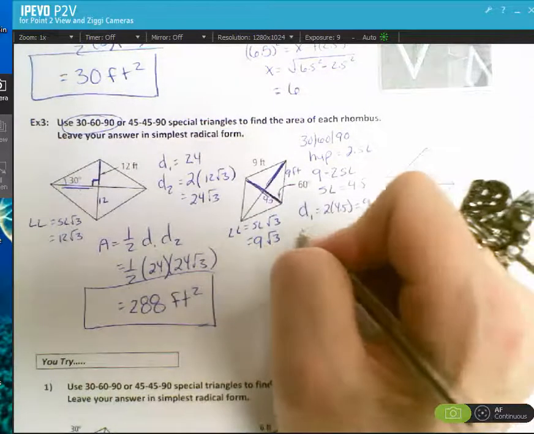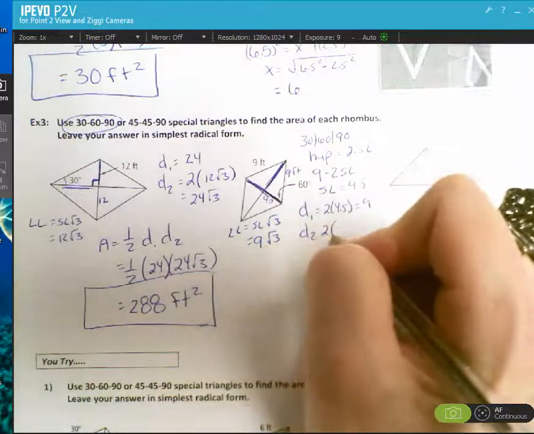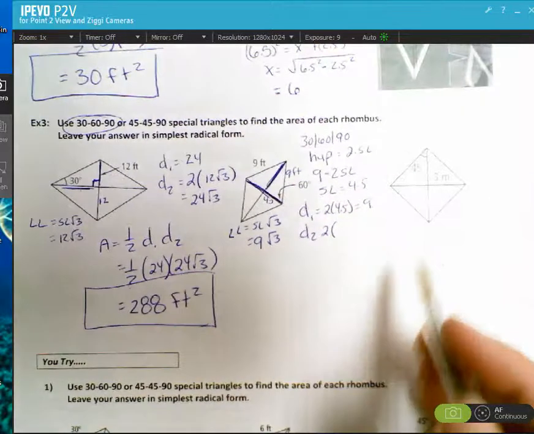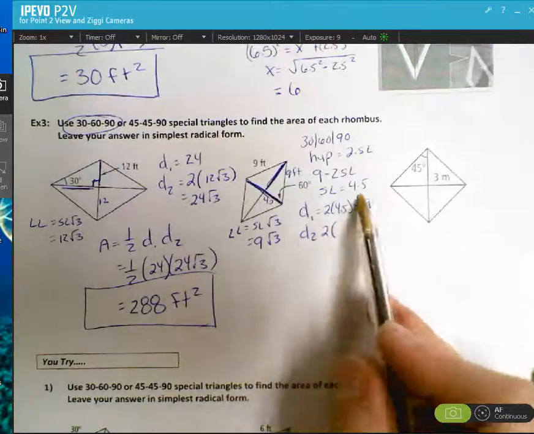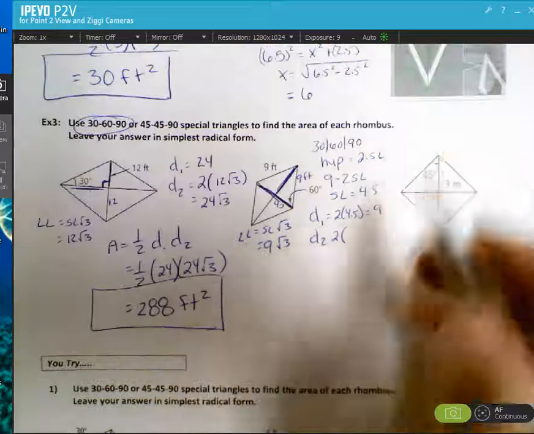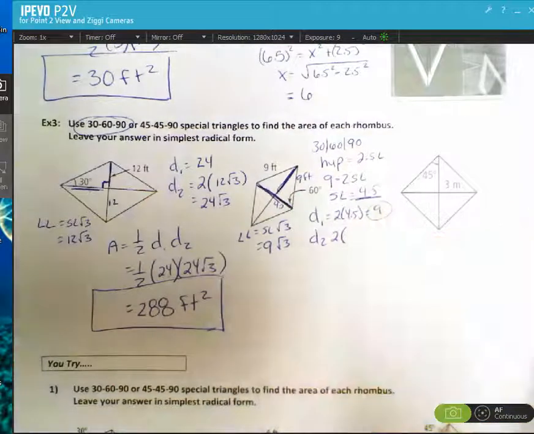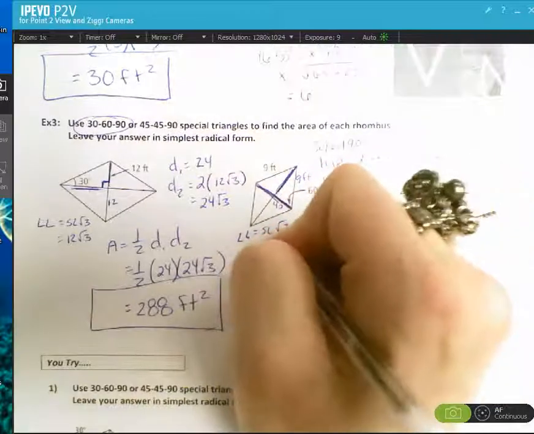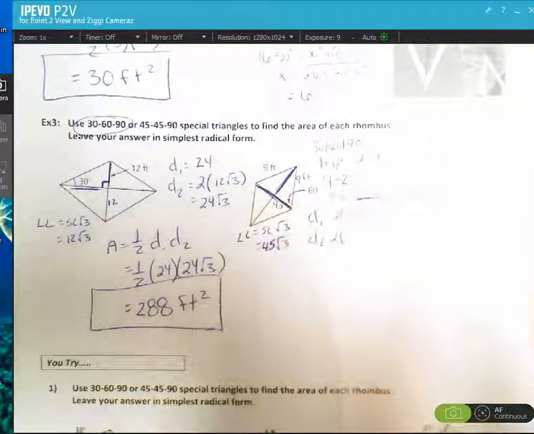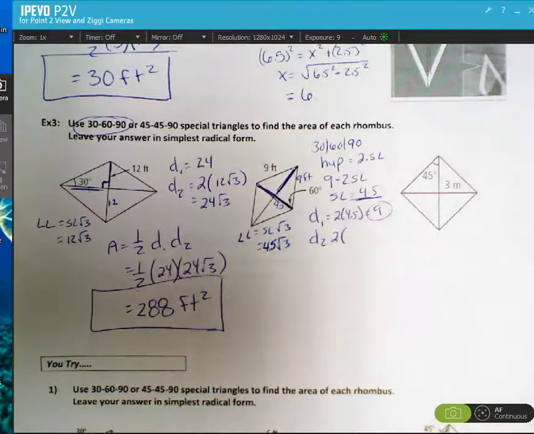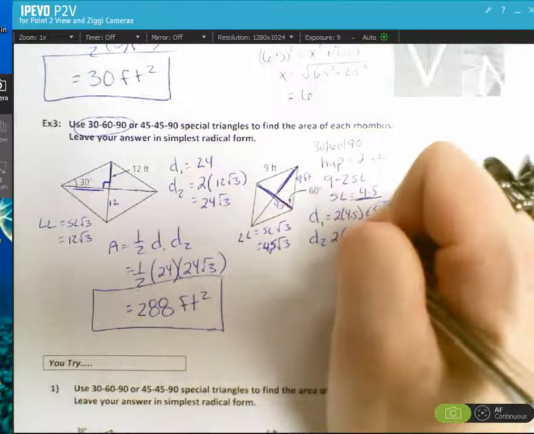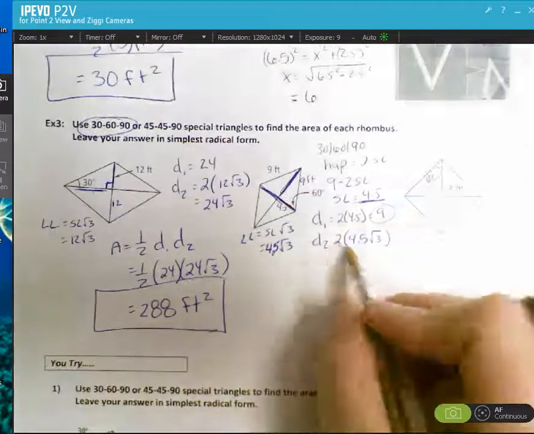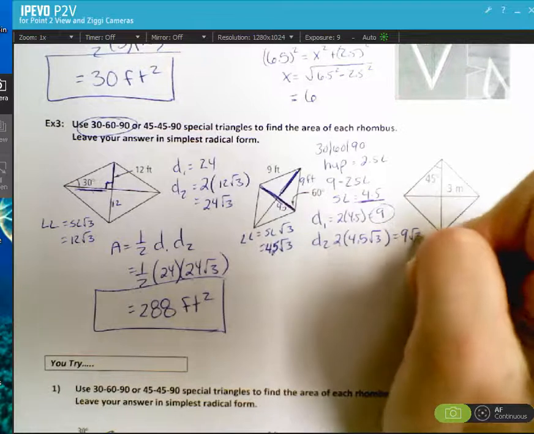So there are in D2 2 of those 9 rad 3s. Short leg, short leg. Where's my short leg? Okay, sorry guys. Short leg is 4.5, not 9. That's the whole diagonal side. So this is 4.5 rad 3. That makes more sense. So now I have 4.5 rad 3 times 2. 2 times 4.5 is equal to 9 rad 3.